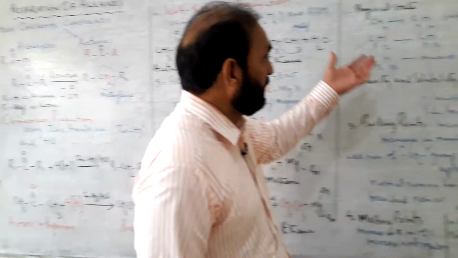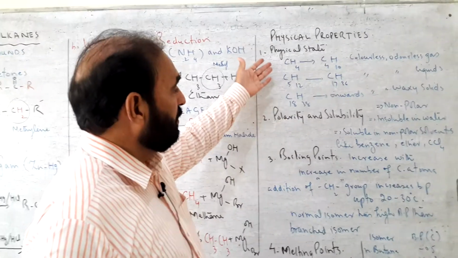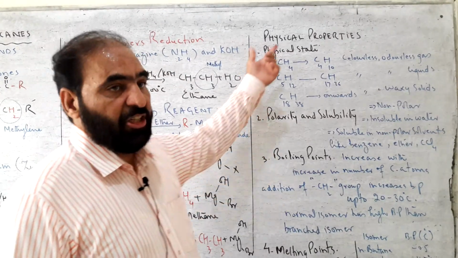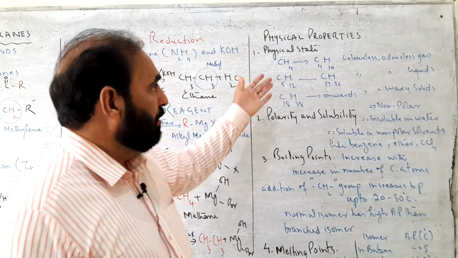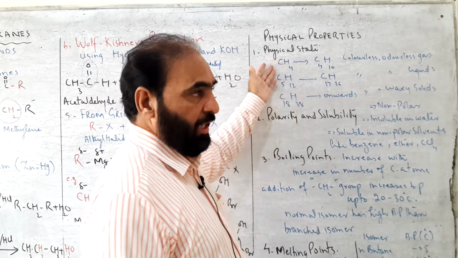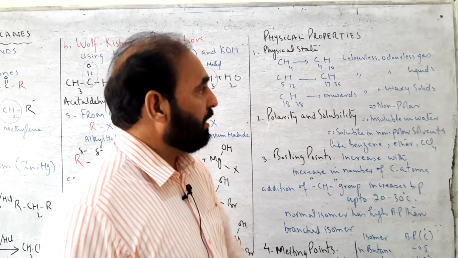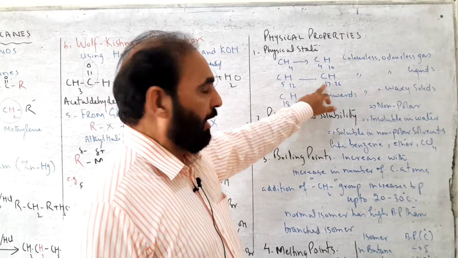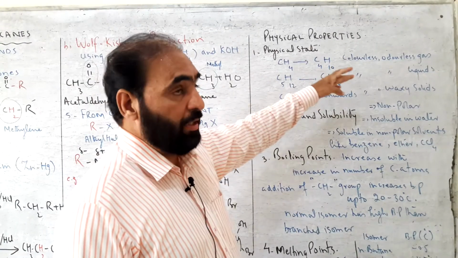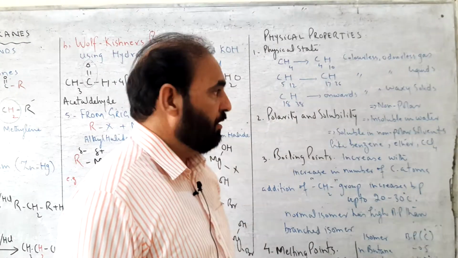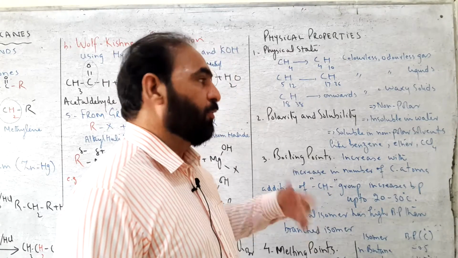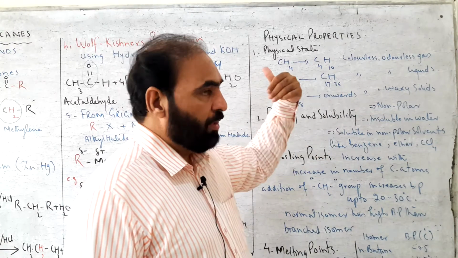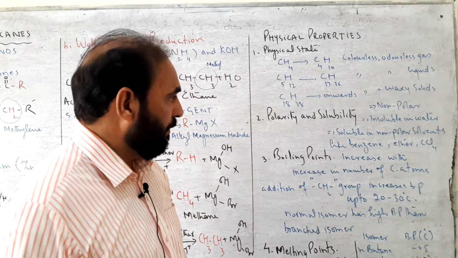Now, physical properties of alkanes. The first property is the physical state of the alkanes. The first 4 alkanes, from CH4 to C4H10, are colorless, odorless gases. Alkanes from C5 to C17 are also colorless and odorless, but they are in liquid state. They have no color and no smell. From C18 onward, alkanes are colorless, odorless, waxy solids.